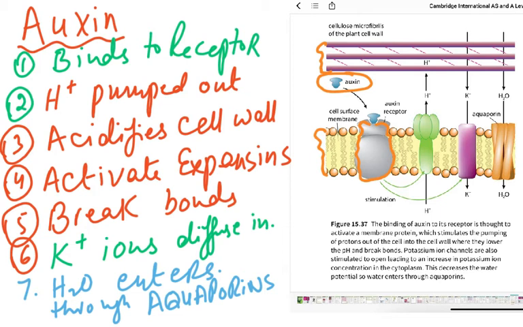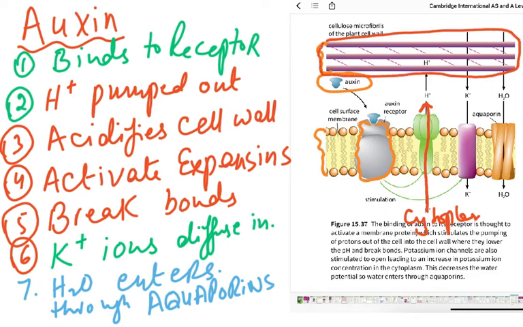Now this results in hydrogen ions being pumped out. When I say pumped out, that means it's going to be active transport. So the hydrogen ions which were inside here in the cytoplasm are going to be pumped out and they go into the cell wall. Now this lowers the pH. So I said it acidifies the cell wall. It lowers the pH in the cell wall.